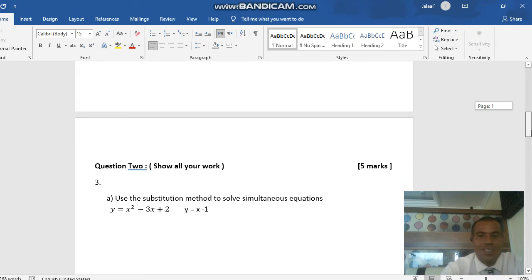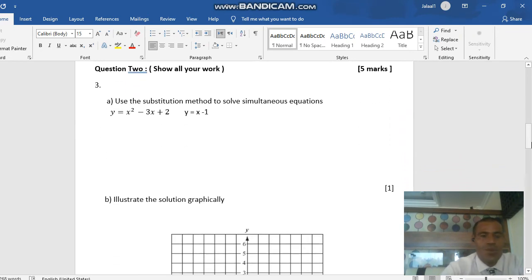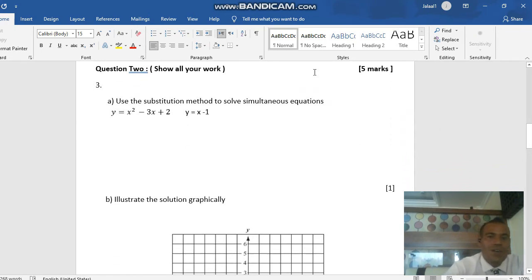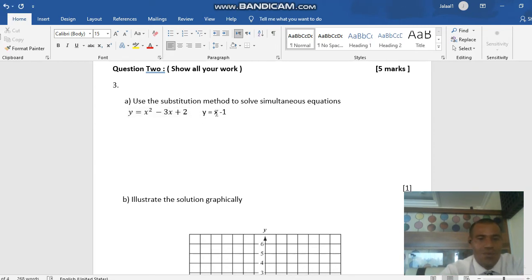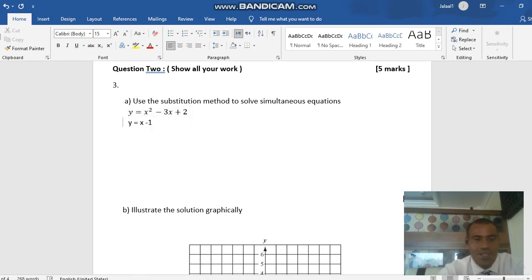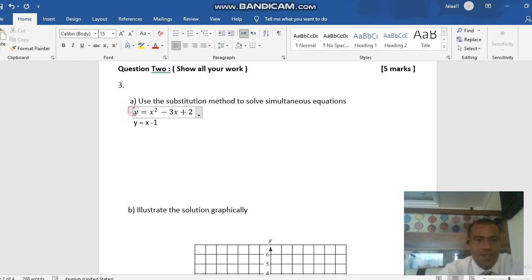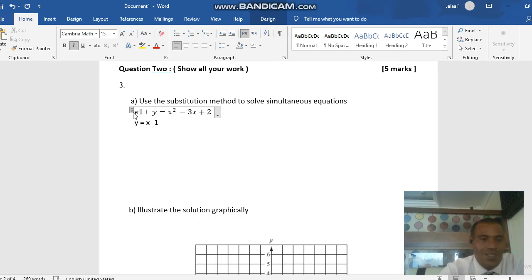Now we move to the extended questions. Question number 3, we have 5 marks. Use the substitution method to solve these simultaneous equations: y equals x squared minus 3x plus 2 and y equals x minus 1. Here I will label this as equation number 1, and this one is equation number 2.